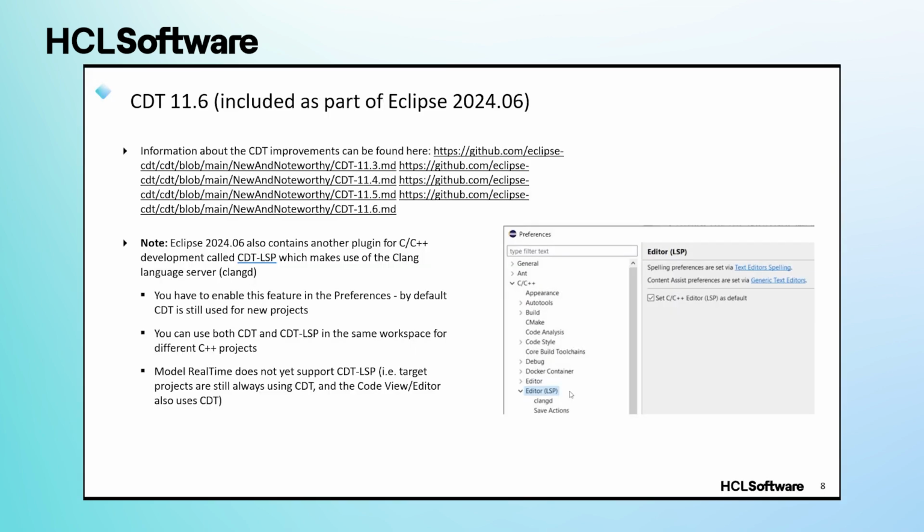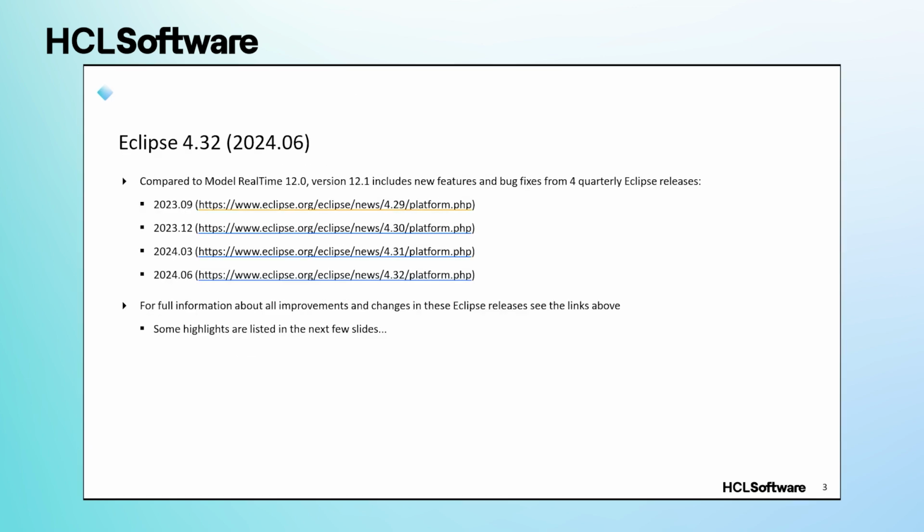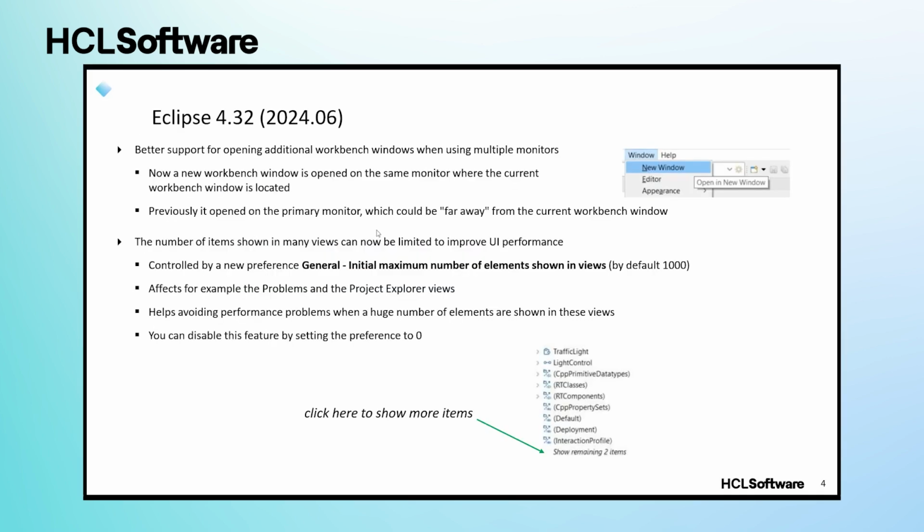The new Eclipse. Some highlights from this 2024-06. I will not be able to cover all details, so if you want to read everything, you can click these links in the What's New presentation, because this 12.1 version includes features and bug fixes from 4 quarterly Eclipse releases. But let's look at some of the most noteworthy enhancements.